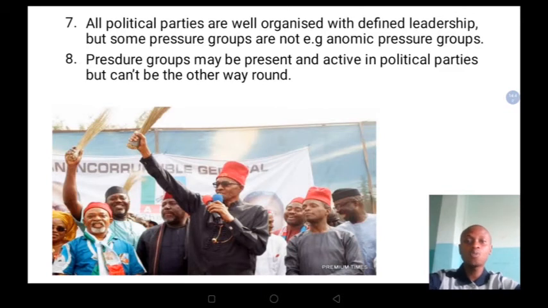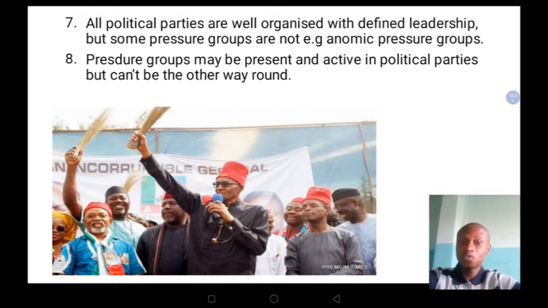Now, all political parties are well organized. There is no political party that does not have defined leadership. You must have their chairman, their national chairman, national secretary, their treasurer, all these things well defined. All political parties, without exception. But not all pressure groups have these characteristics.